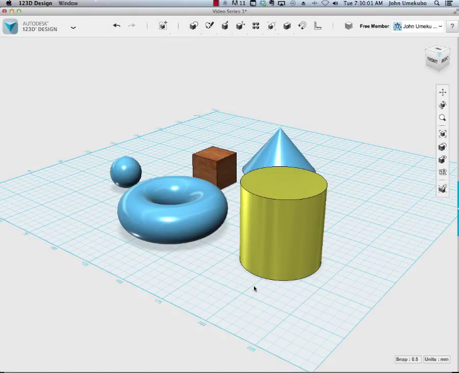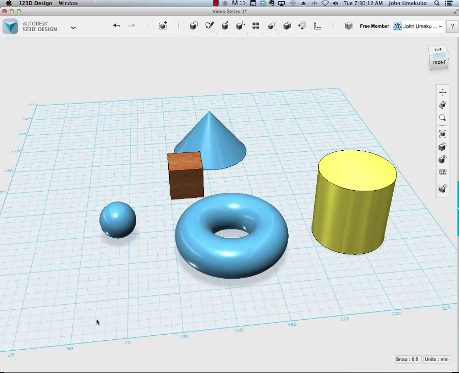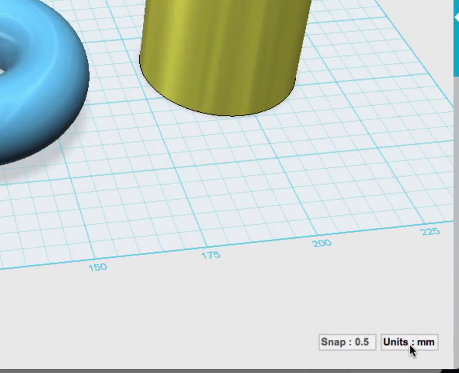Okay, in this short video, we're going to take a look at units of measurement as well as the concept of snapping to the grid. You'll notice on the grid itself, along the X and Y axes, there are numbers that indicate a particular unit of measurement. And if you look down at the bottom right corner, you can see what that measurement currently is. So right now we are looking at millimeters.